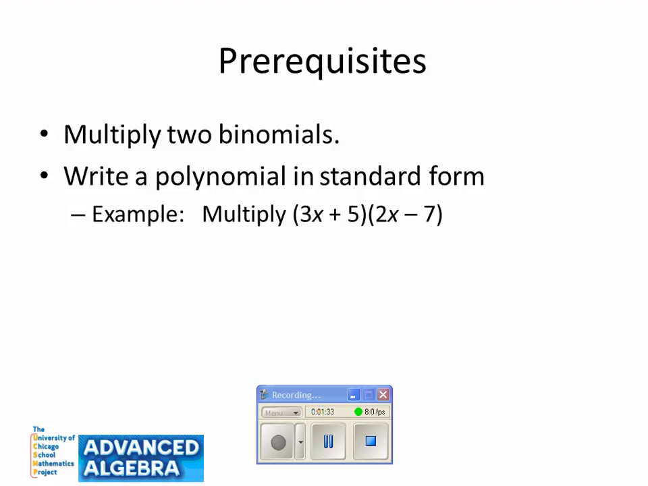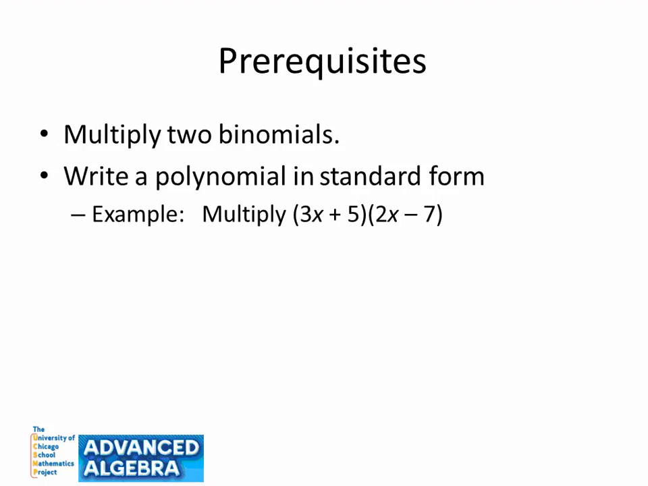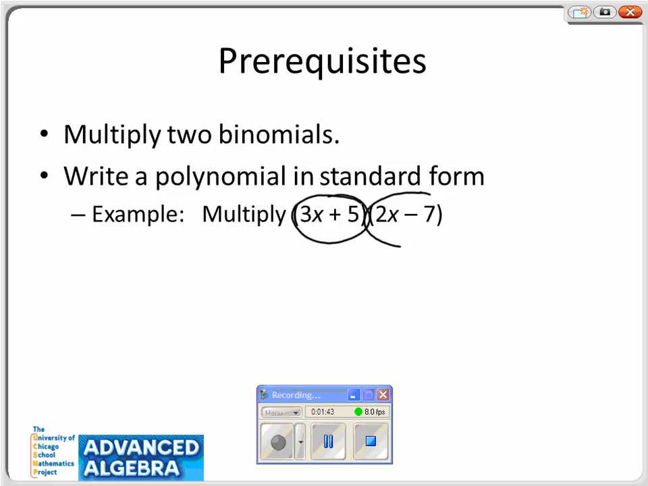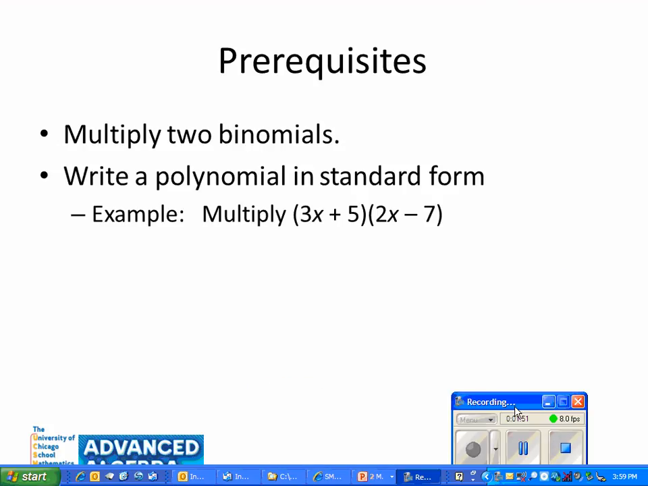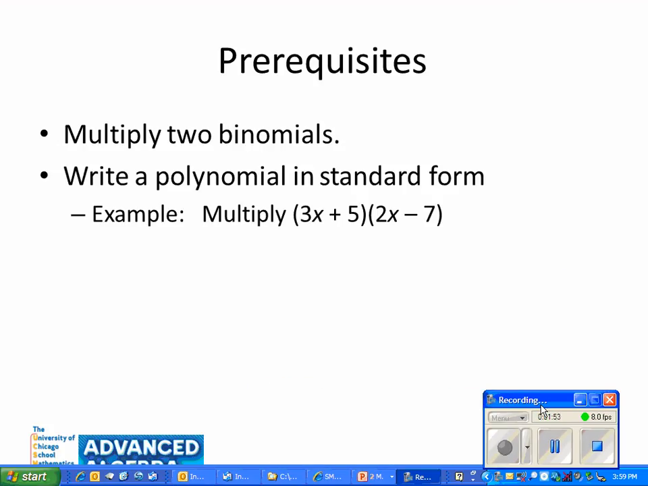One of the prerequisites that you have to be able to do is to multiply two binomials. A binomial is something that has two terms. So 3x plus 5 is a binomial, and 2x minus 7 is a binomial. Those are two of those, and we can multiply those. You might remember how to do that from in the past.